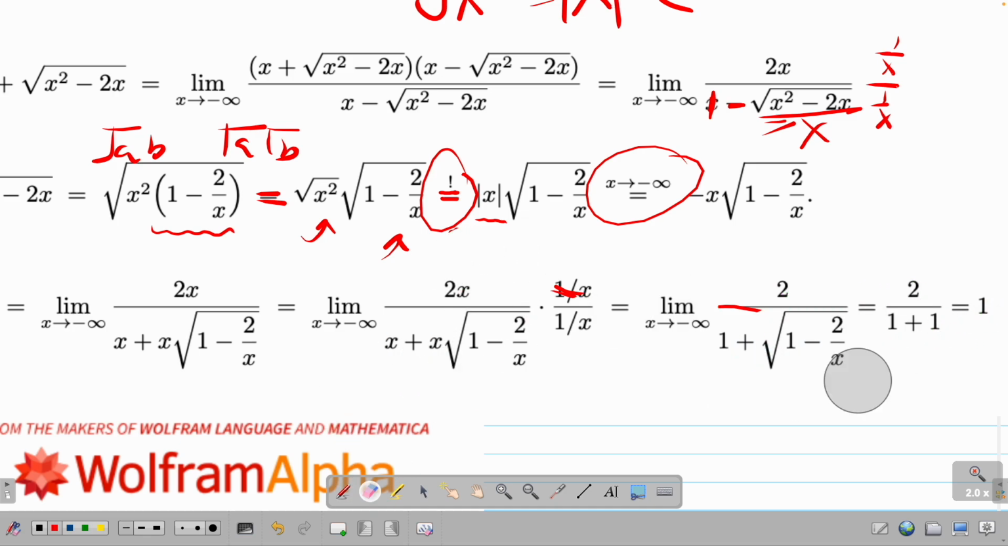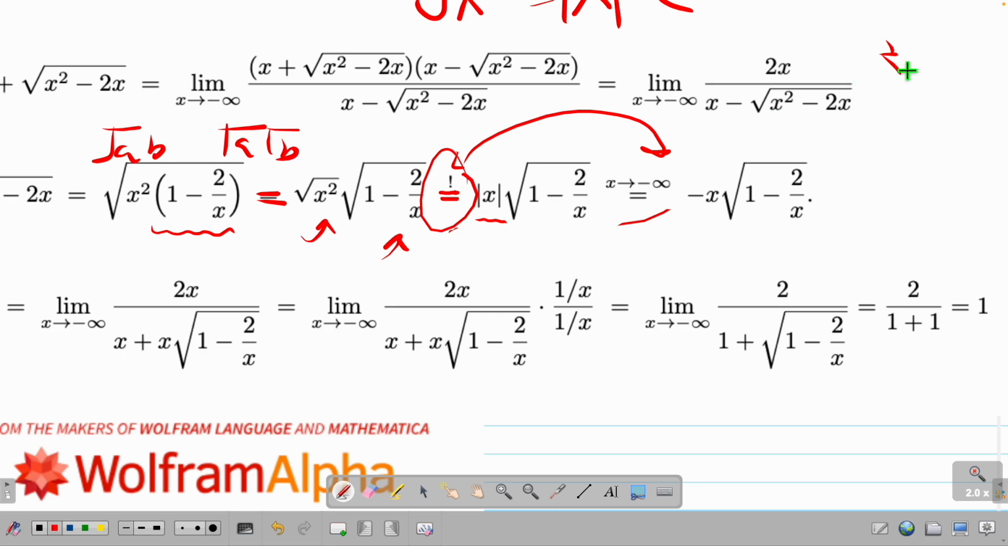Now, what if I make the mistake? The mistake I mentioned is that you forgot these two parts. So if I do 1 over x here, 1 over x here, what will I get? I will get a minus sign here. So everything here is the same. This one will become a minus sign. Then I will get 2 divided by 1 minus 1, which is 2 divided by 0. That means infinity, which is wrong.